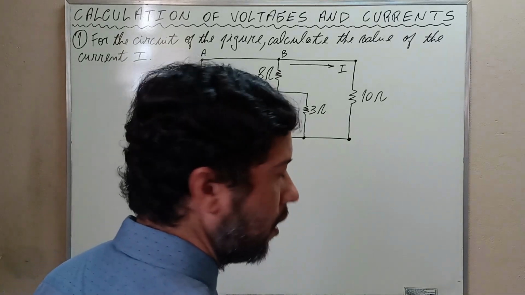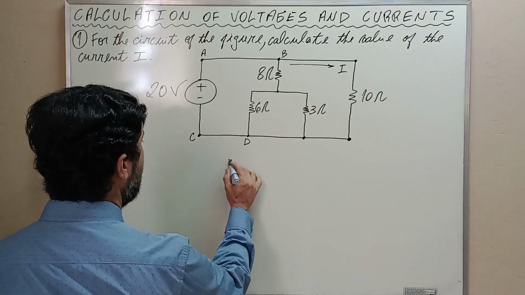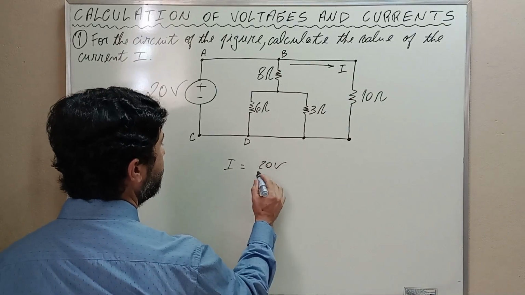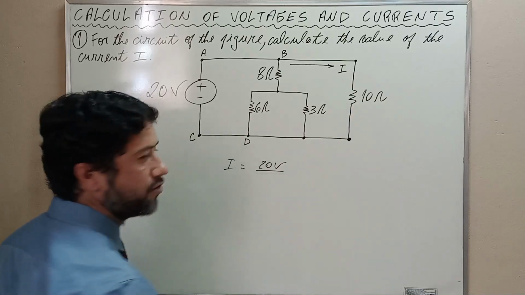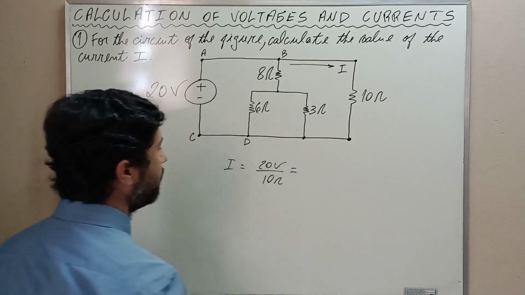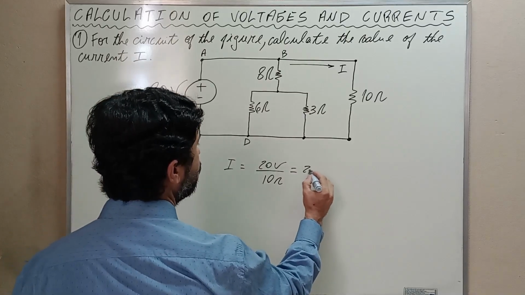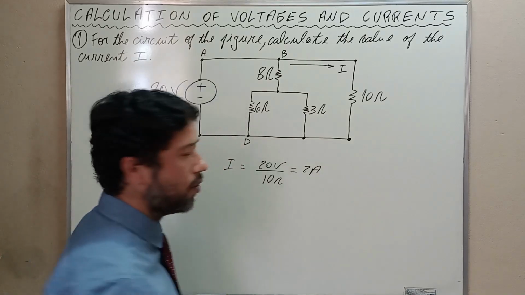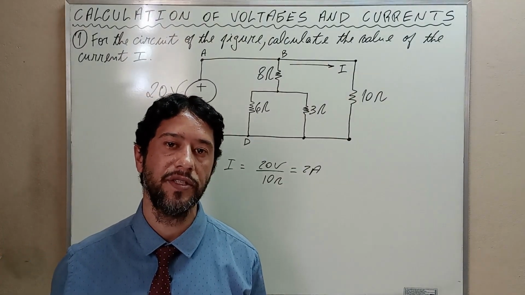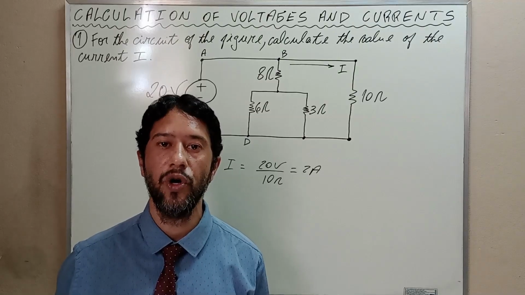Therefore, the current I is merely the division between the voltage of the source and the resistance of the resistor. And the value of I is 2 amps. Okay, my friends, and this is all for exercise number 1. Let's go to the next.